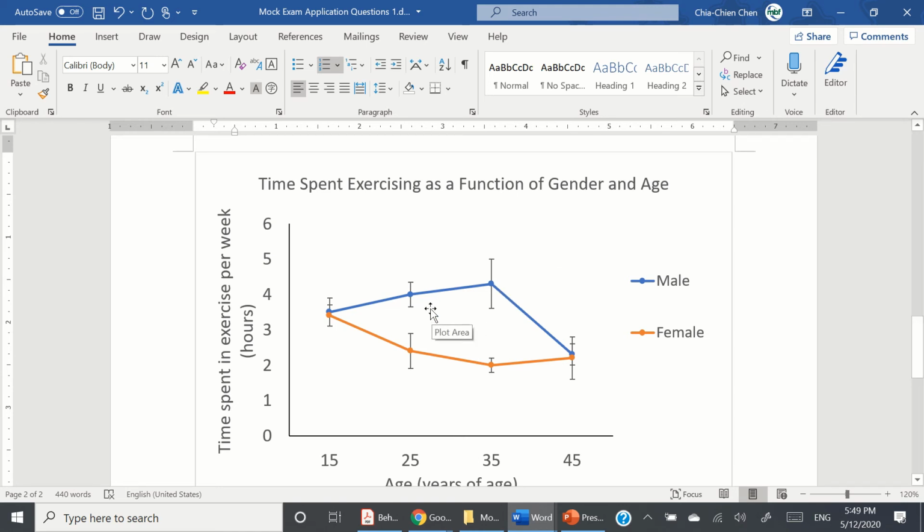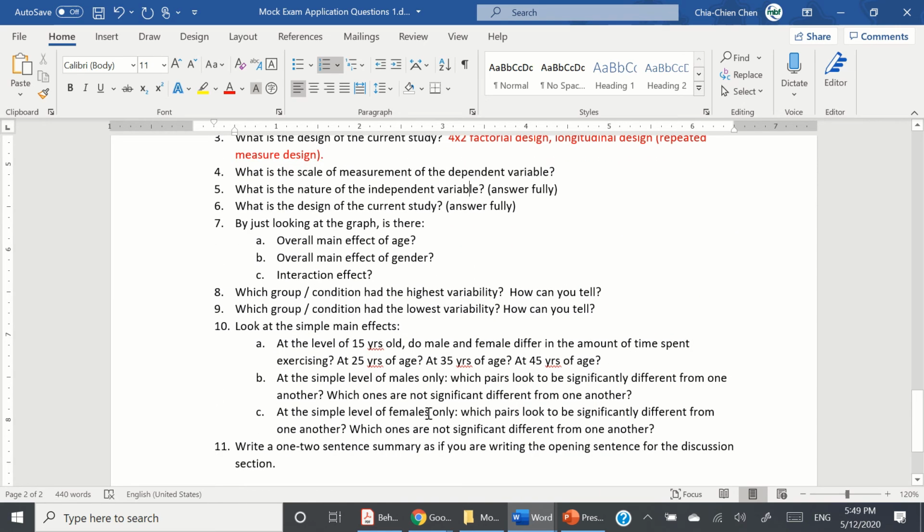Now what about 25 versus 45, or 35 versus 45? In both cases, both 25 and 35 years of age males spend significantly more time than males in the 45 years of age range in terms of the amount of time they're spending exercising per week. Okay, so that is B.